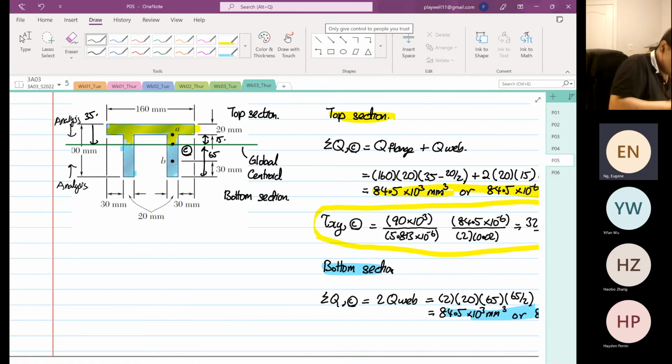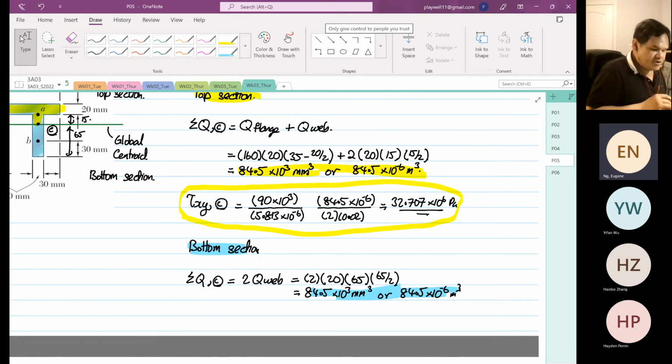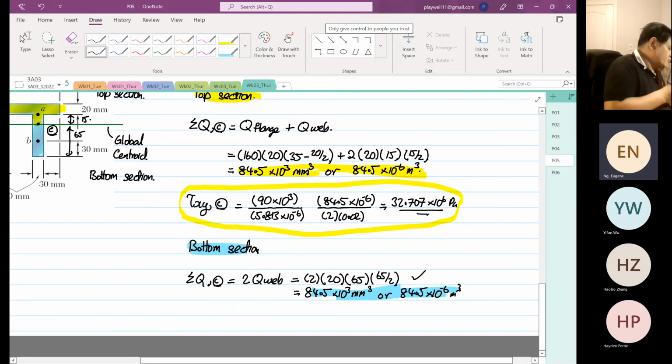That's why whether you find it from the top or the bottom, the answer is the same. I will use the bottom because it has fewer components. Fewer components means fewer what? Mistakes. Yes or no?